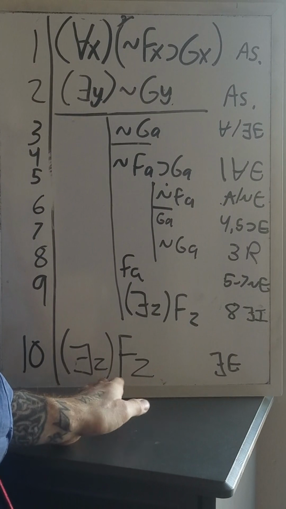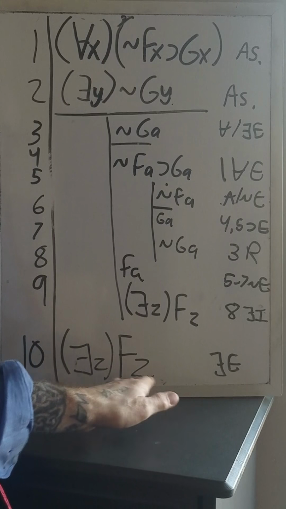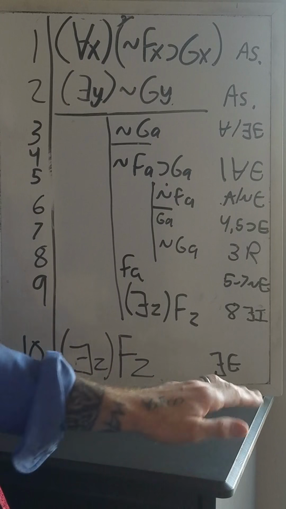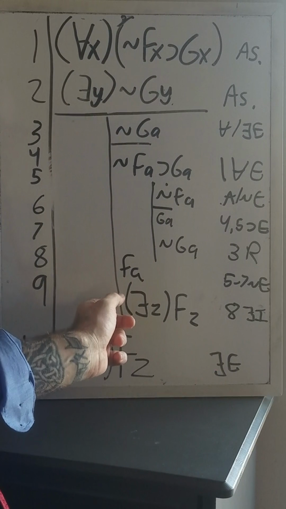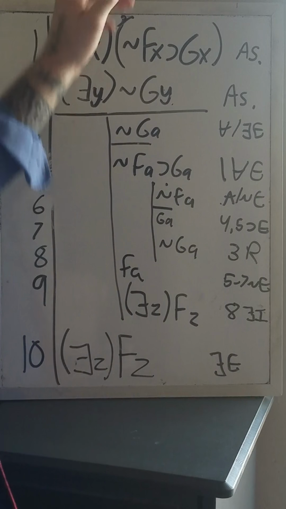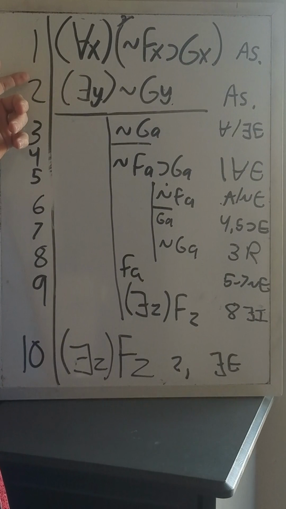So we get this. So we get our conclusion. There is some Z such that Z is F. That's existential elimination, line 2. You need to cite the line that the original existentially quantified formula was on, in 3 through 9.